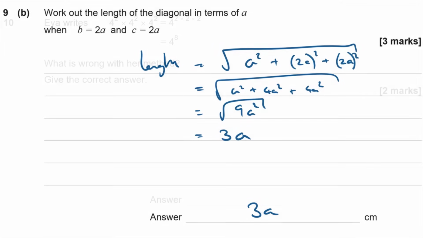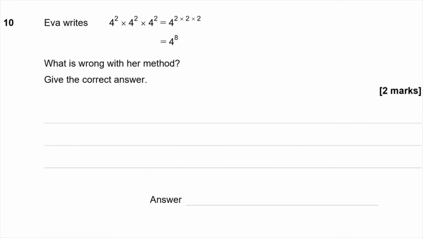It's 3a. Question 10. Eva writes 4 squared times 4 squared times 4 squared equals 4 to the power of 2 times 2 times 2, which is 4 to the 8. What is wrong with her method? Eva, I hope you haven't got your exam in a few weeks' time.